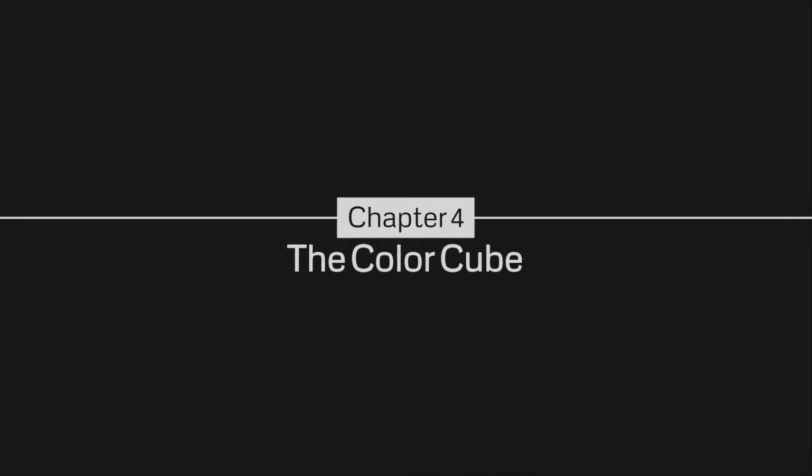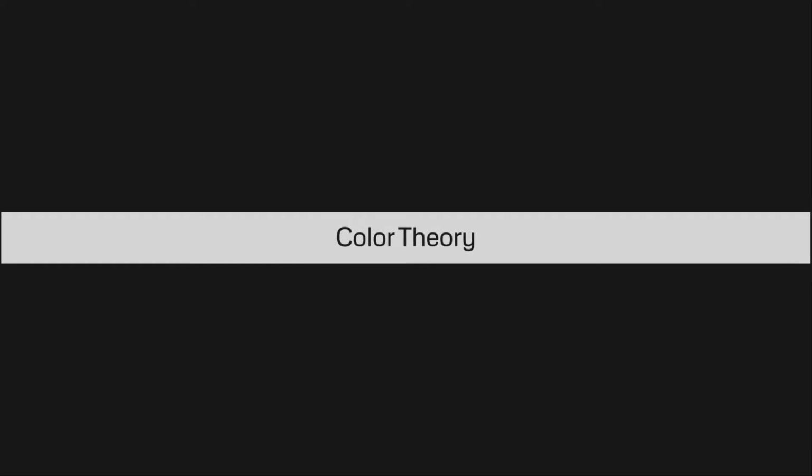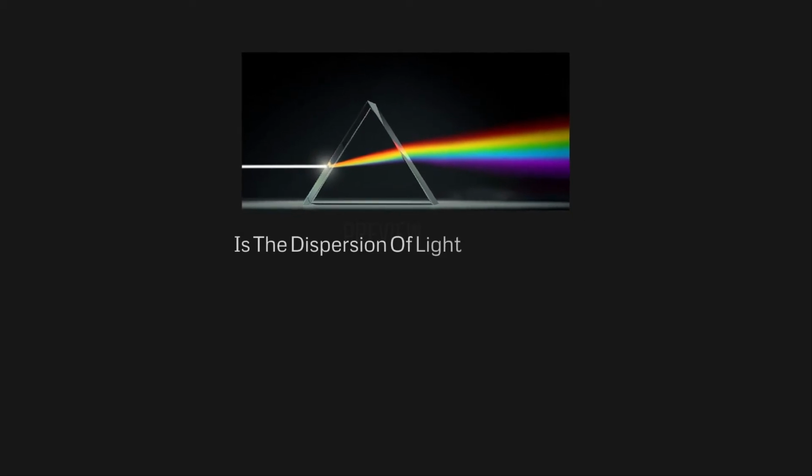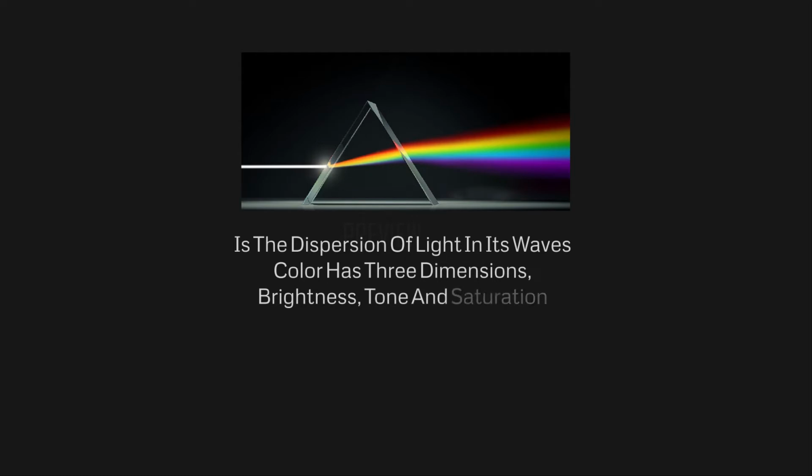Chapter 4: The Color Cube. Tridimensional Color Theory. Color, as demonstrated by Isaac Newton in the 17th century, is the dispersion of light in its waves. Color has three dimensions: brightness, tone, and saturation.